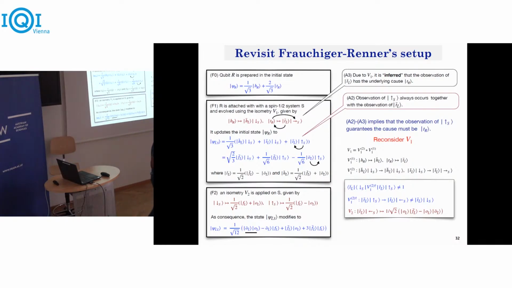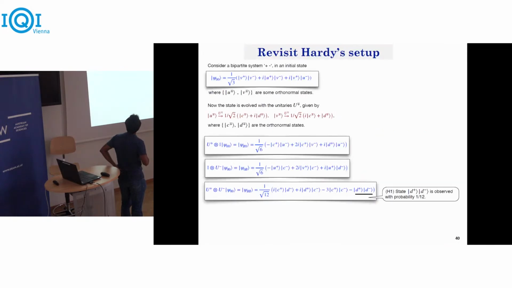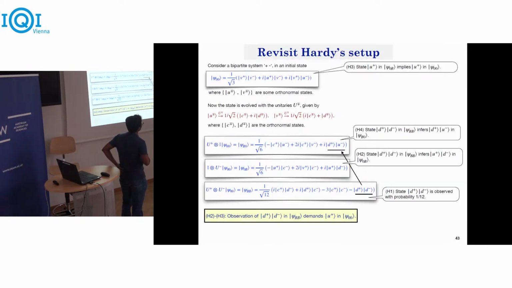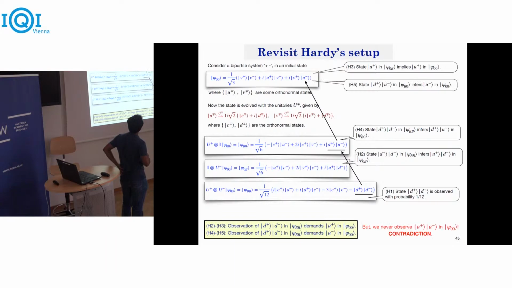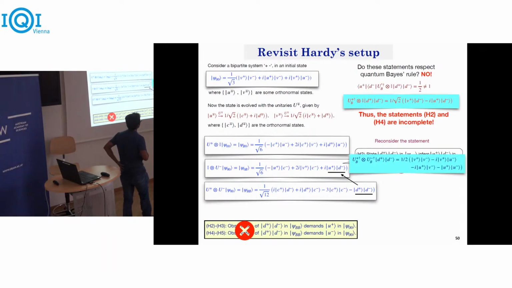Yes, please. According to your definition of quantum inference, this contradiction doesn't work here. Can you go to the Hardy's slide? Yes, yes. Yes, where you have no contradiction. Okay, very good. So with this classical Bayes rule, you say you have a contradiction.